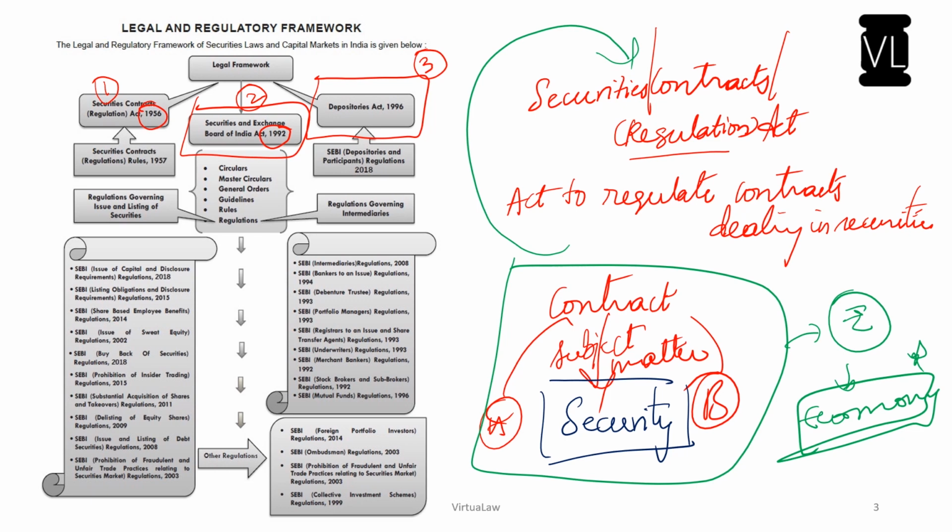Now if you observe from below, there are various circulars, master circulars, general orders, guidelines, rules and regulations issued by SEBI. So what are all these? They are basically the legal framework provided by SEBI for the securities market. If you wish to enter the securities market as a practitioner, maybe a practicing CA, practicing CS or practicing CWA, you have to be thorough with all these, which are prescribed by SEBI and available on the SEBI website. The link to the SEBI website is available in the description below the video.